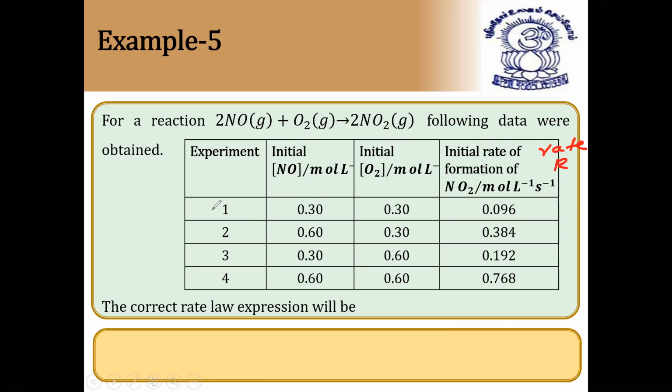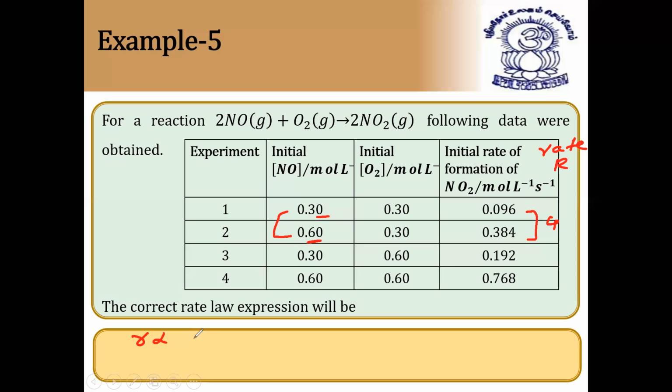Now from experiment 1, when the concentration of nitric oxide is 0.30 and oxygen is 0.30, the rate of formation of NO2 is 0.096. Now observe experiments 1 and 2. By keeping the concentration of oxygen constant, only nitric oxide is doubled, 0.30 to 0.60. Then what happens to the rate? The rate increases 4 times. So by this you can write easily.